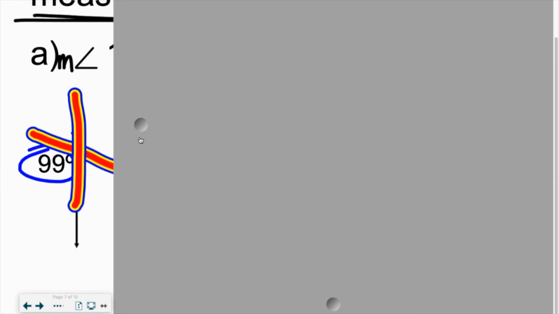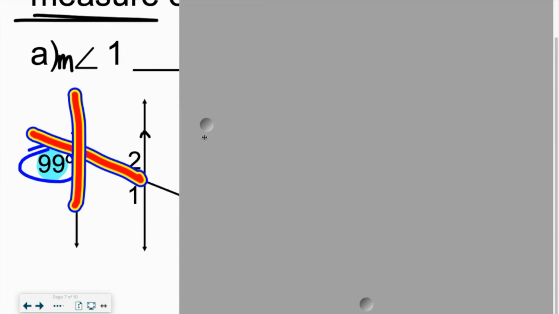So if you will, bottom left is where this 99-degree angle is at, in that one spot. So over here in this X, we want the same one, bottom left. Those ones would be corresponding. They're in the same spot on either side.